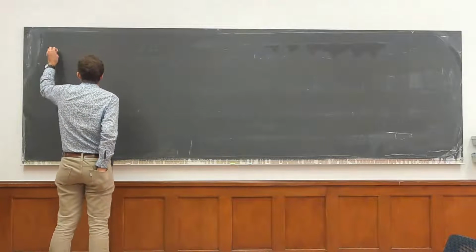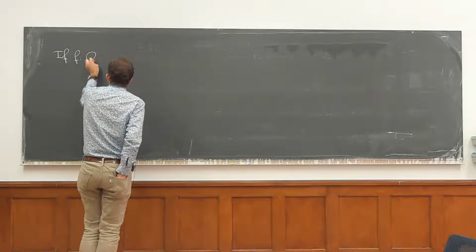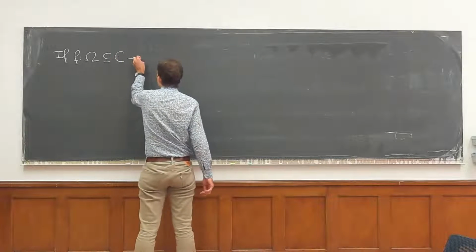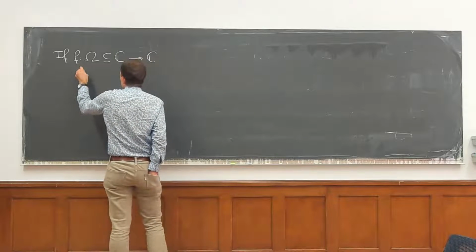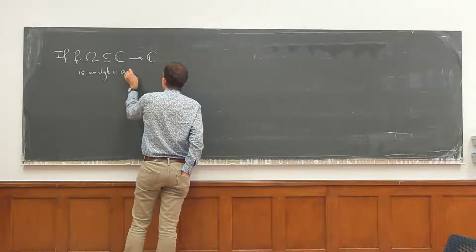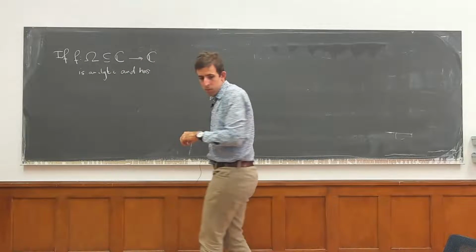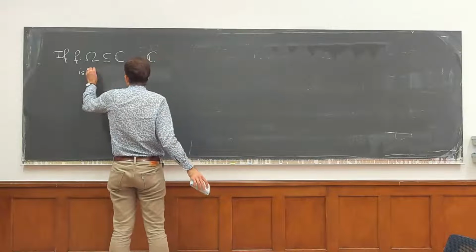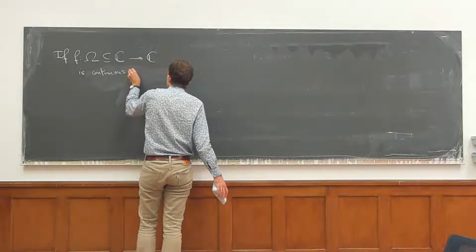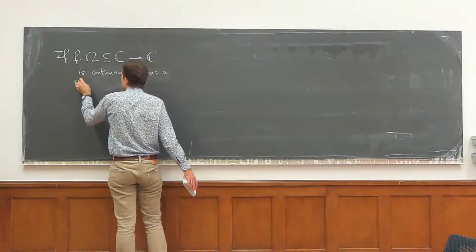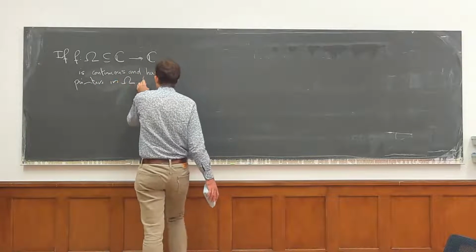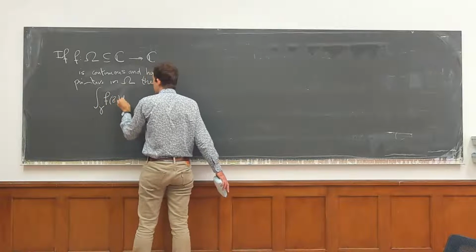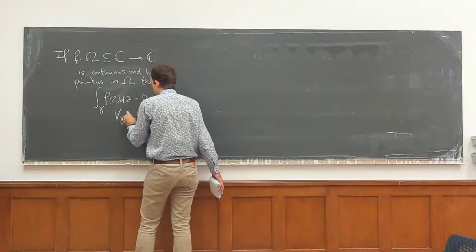Okay, so we saw that if f from a region, so a region, I think of it as an open and connected set, over the complex numbers, a function going to the complex numbers, is continuous and has a primitive, then if it has a primitive in omega, the integral of f over a closed curve, the complex path integral, is 0 for all closed curves in omega.